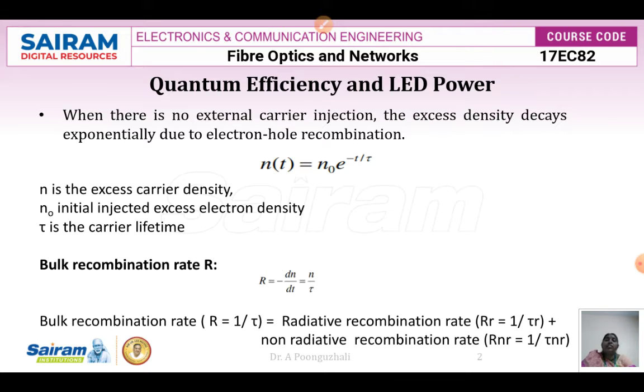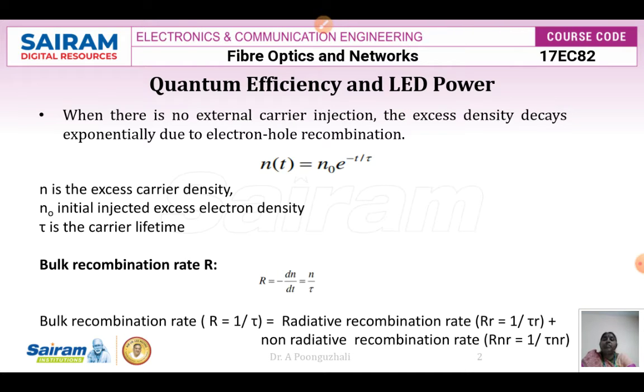So quantum efficiency is nothing but the effective combination of the electron hole pairs that is going to take place in the active region there. That is going to be defined by the quantum efficiency. How efficient the optical power output is going to be, or the energy of the photon, is going to be defined by quantum efficiency.